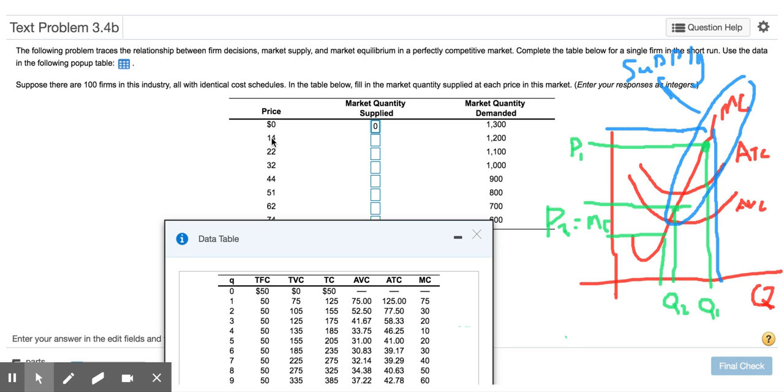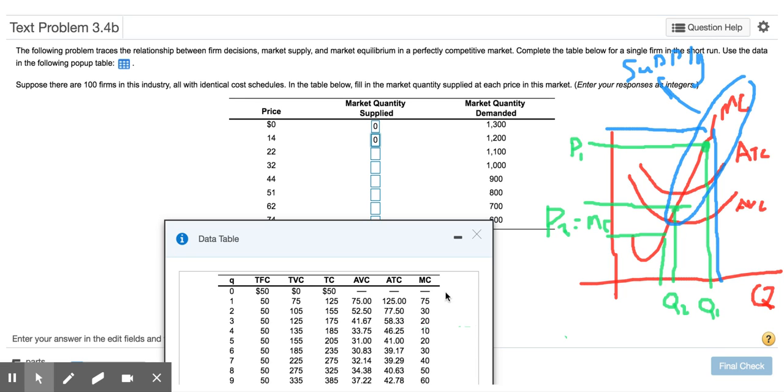When the price goes up to 14, marginal cost is 75. So this company should produce zero. So notice that marginal cost decreases at the beginning. Look at this figure.